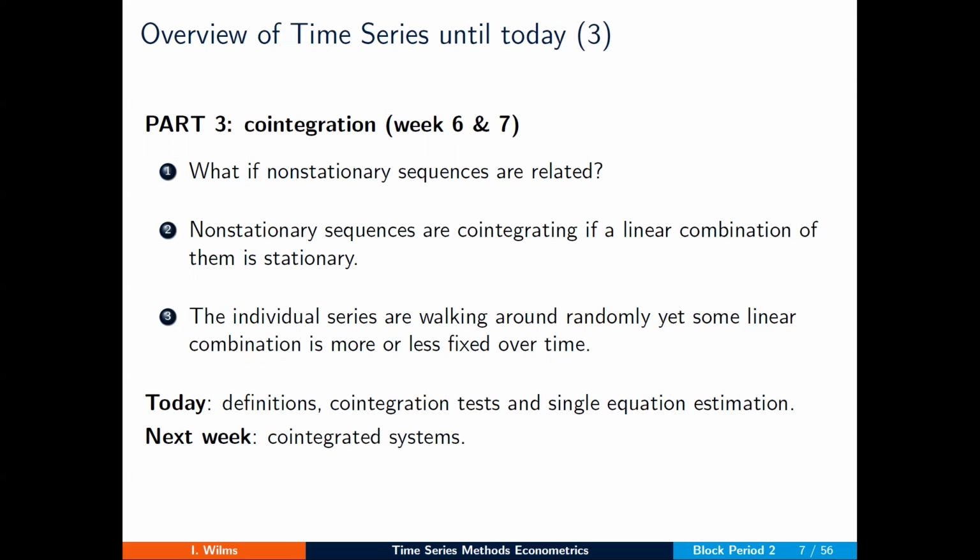We will see that if a linear combination of our series is stationary, well, then our series are co-integrated, and this linear combination describes how our time series move together in the long run. We will also set up a test for co-integration, and we will estimate the co-integration relation in a single equation framework. Next week, we will then look at co-integration in a multivariate framework.